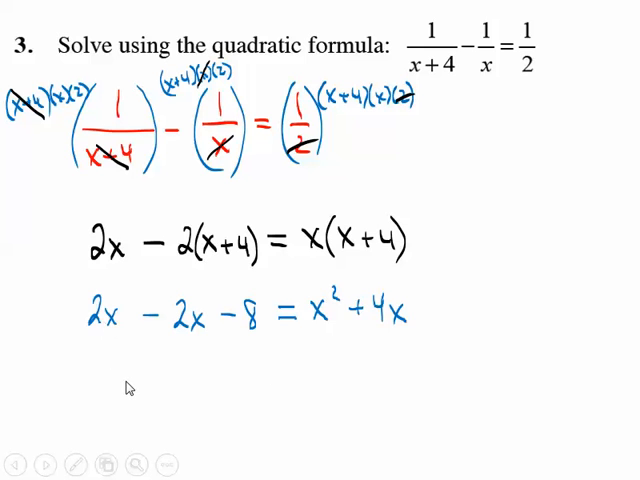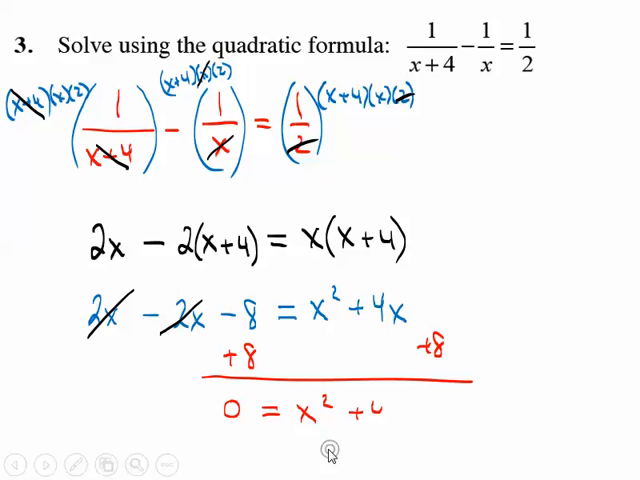Collecting on each side here. So how about these guys are gone, right? 2x subtract 2x. Now I'm left with, I can't collect those here, so let's move the 8 over. So 0 is equal to x squared plus 4x plus 8. Okay, it's set equal to 0. Let you guys finish it off. Plug it into the quadratic formula. See what you guys get as answers.